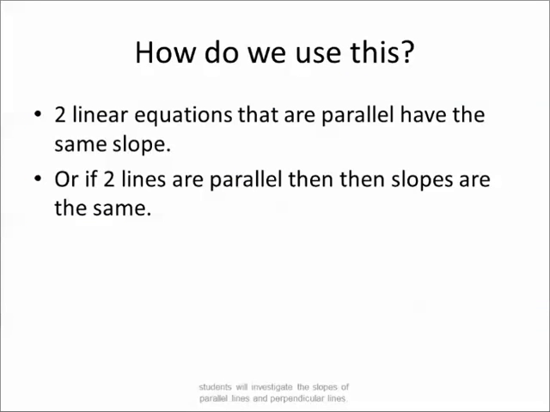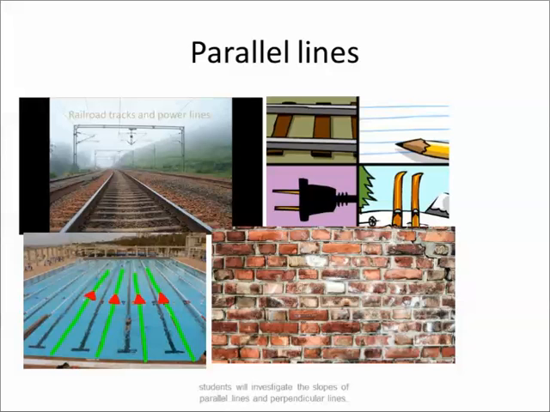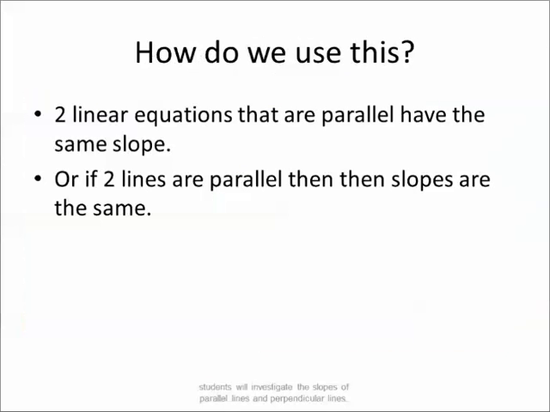Okay, how do we use this information? If two linear equations are parallel, they've got to have the same slope. Well, what do you mean, Mr. Green? Well, look at these. There's an equation for this train track, and there's an equation for this one. They're both linear equations, and they're parallel to each other. Their slopes are the same. That means if I'm asked to write an equation of a parallel line, all I've got to do is look at the slope. It's the same as the other one, the new one.